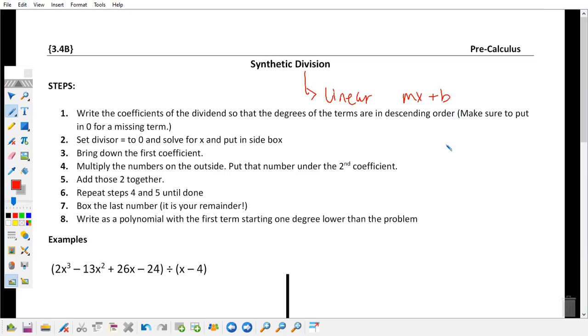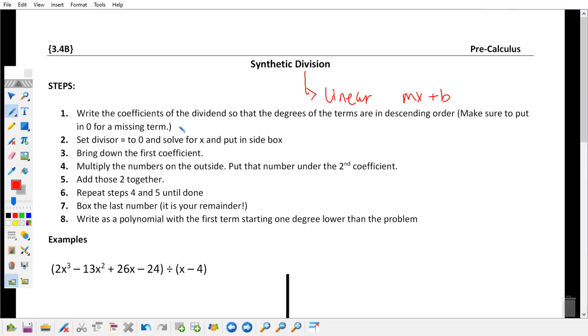All right. So the first thing you're gonna do is write the coefficients of the dividend so the degrees of the terms are in descending order. Okay. And you're gonna have to put in your zeros if there's missing terms. So you're gonna still use 0 as a filler. Okay. You're gonna set the divisor equal to 0 and solve that. Okay. You're gonna set whatever I'm dividing by equal to 0 and solve for that, and then put it inside the box. And then we bring down the first coefficient.